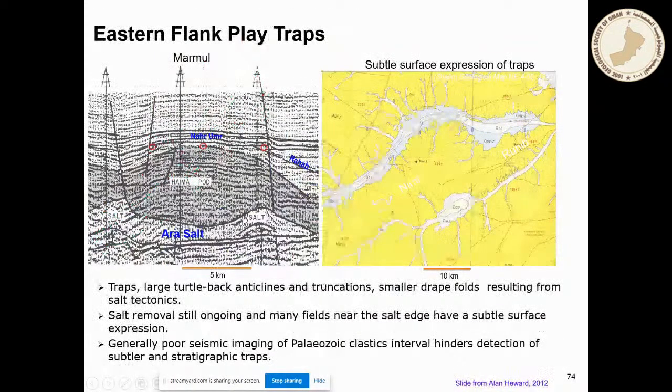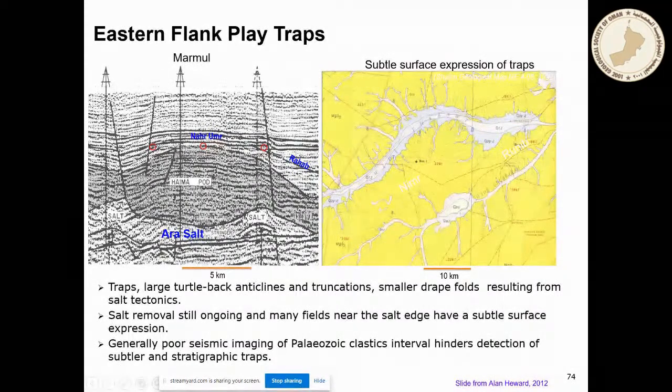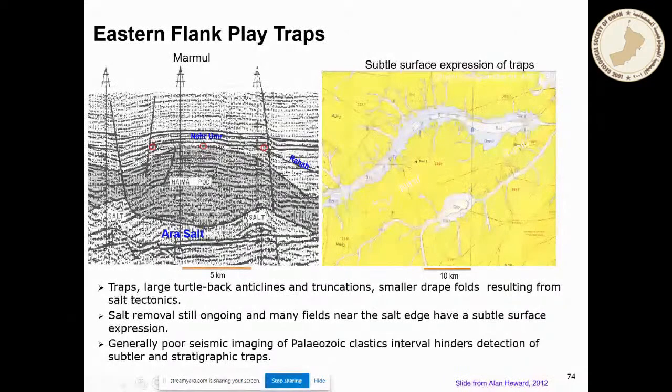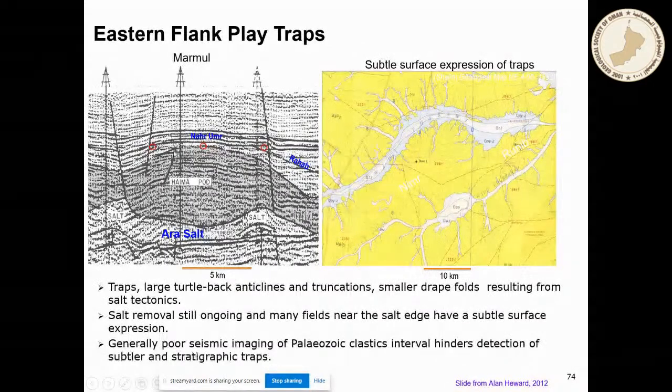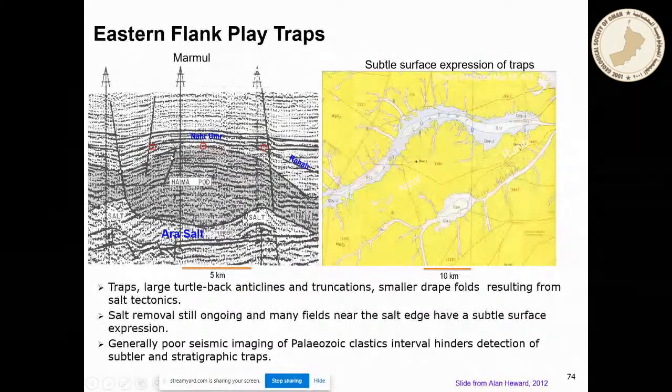This is an example, Marmul field, a huge turtle-back structure. This is a published section, so there is no problem to show it. And you can see the structure is massive, actually. This is 5 kilometers. And by the way, Marmul was actually discovered a long time ago, in 1956, I think, but it wasn't possible to produce it until 1980 because the oil is heavy and technology was not supportive in the 1950s, 60s, and 70s.